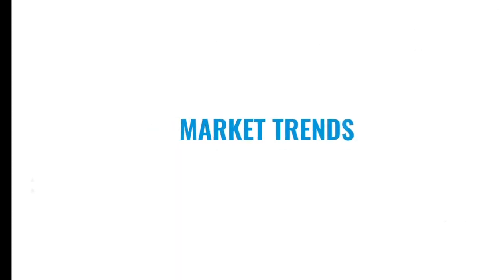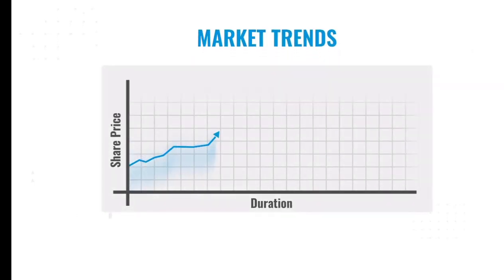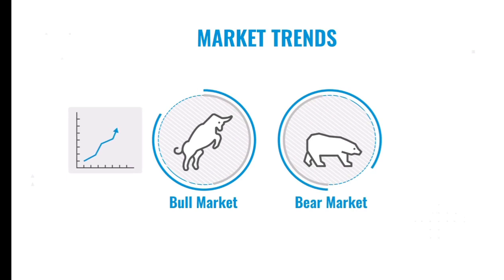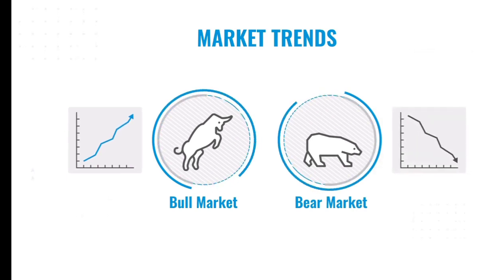A market trend is a perceived direction of a financial market to move in a particular direction over time. The terms bull market and bear market describe upward and downward market trends respectively, and can be used to describe either the market as a whole or specific sectors and securities.